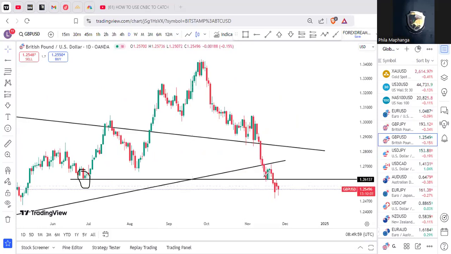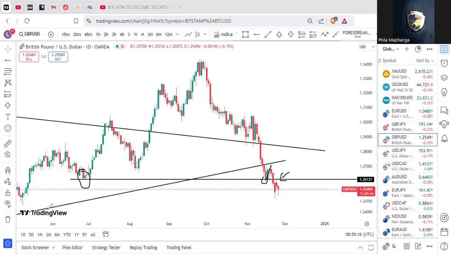Support. It was broken. It became a resistance. This is daily time frame. They tested this breakout structure yesterday. And then this support is the one that pushed the market all the way up to test the broken trend line. And then here is your support that I was talking about. Let me highlight it.